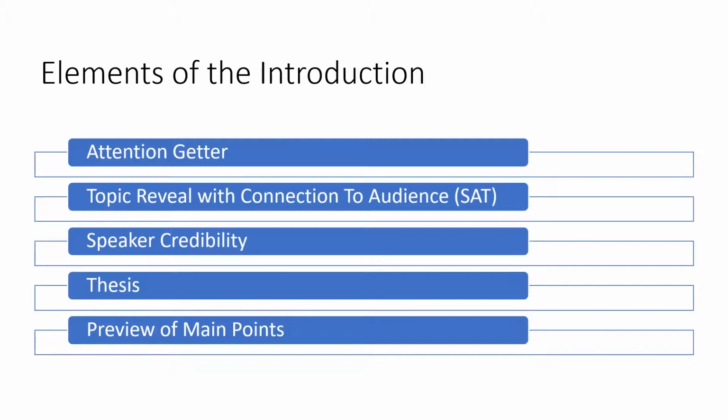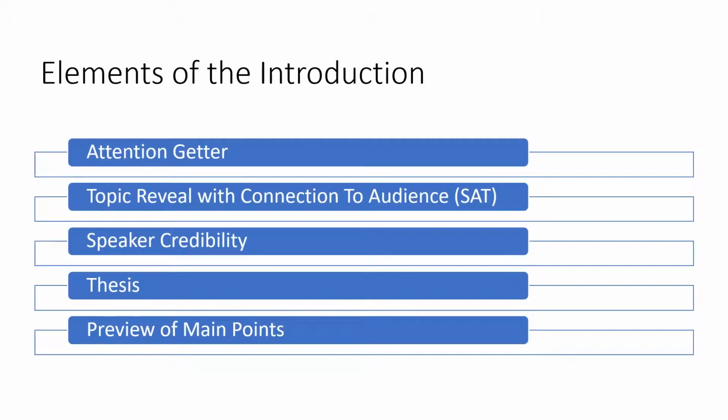Then you want to go in and talk about why you are the person that they should listen to about this topic. So that's speaker credibility. So third, we're going to give our speaker credibility and say what our credentials are on this topic. Fourth, we're going to talk about our thesis, which is the main statement of what we're going to say in the speech. This thesis is not the same as our specific purpose, but it does go back to our specific purpose and should align with our specific purpose.